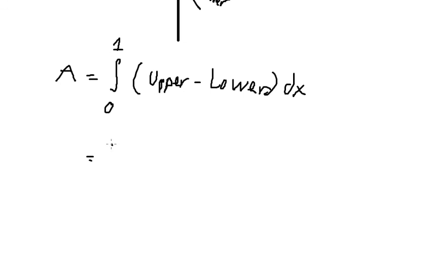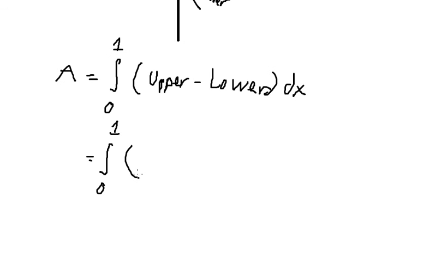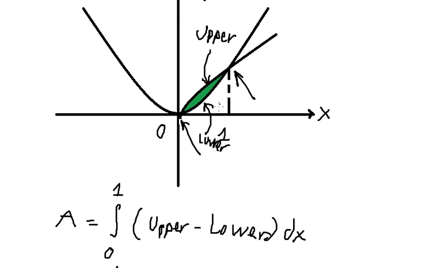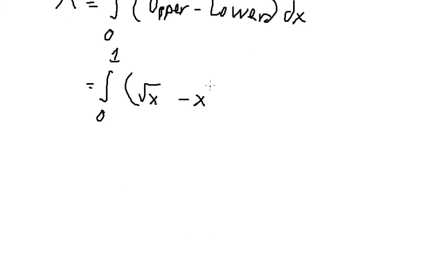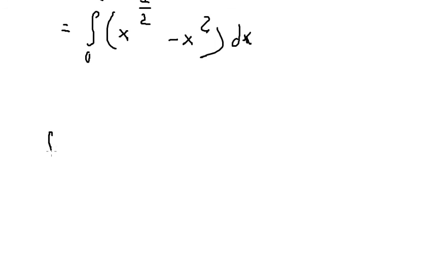So the upper is this one, and that is the square root of x. The lower is x squared. And now we need to find this integration. The square root of x is x to the power of 1 over 2. And now we have the formula in here.